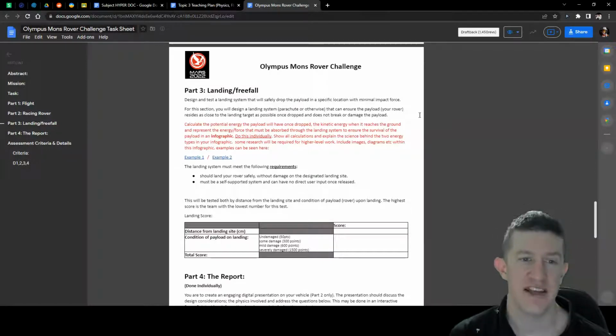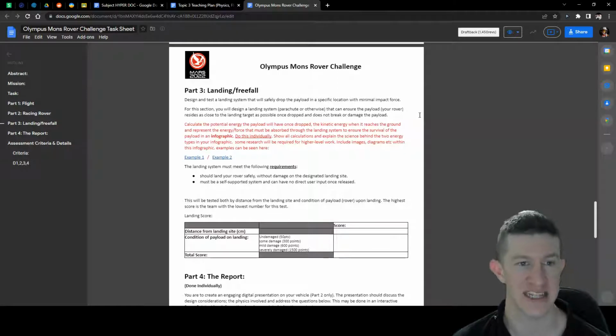The assess part for this is that you need to calculate the potential energy the payload has once you drop it, the kinetic energy when it reaches the ground, and represent the energy/force that must be absorbed through the landing system to ensure the survival of the payload. You're going to do this through an infographic.